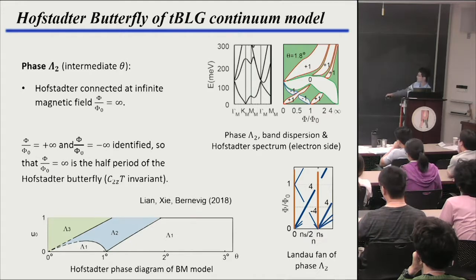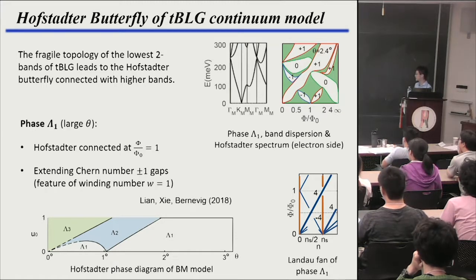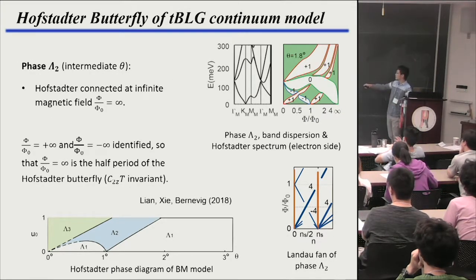So then there's another phase, lambda 2. What's U naught on the vertical axis here? This is the relaxation parameter, basically, the reduction of hopping at AA stacking. But there's a phase lambda 2, which is a little bit tricky.